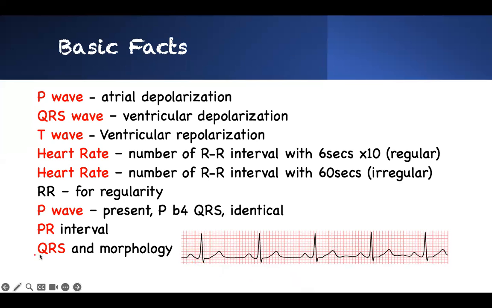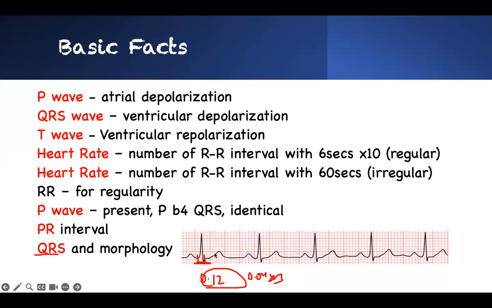Then you calculate the QRS. For the QRS, you just need 3 boxes. This is only 2 boxes, so that is good. And you should not go past 0.12, because 0.04 times 3 is 0.12. So you just need 3 boxes for the QRS, and see the morphology. That's all. That's all you need.